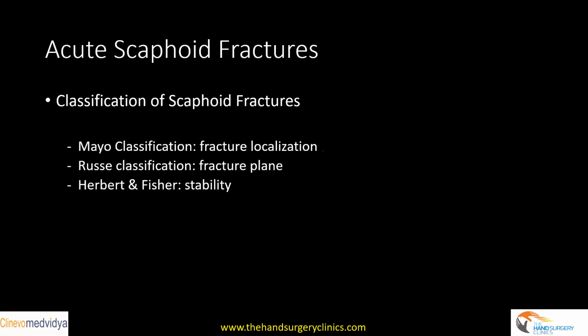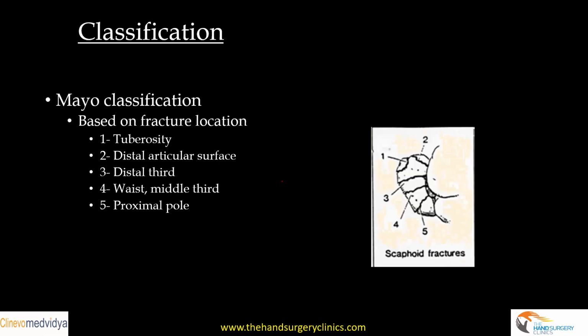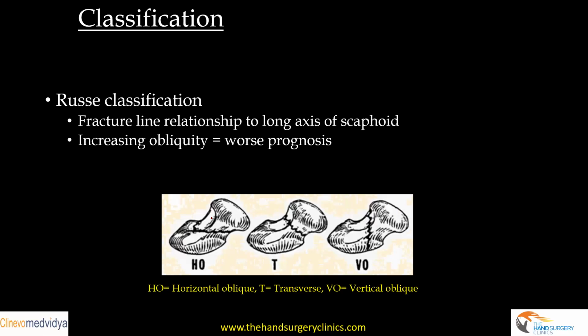You have the Mayo classification, which looks at the localization of the fracture, the Russe classification, which looks at the fracture plane, and the Herbert and Fisher classification, which takes into consideration the stability of the fracture. So the Mayo classification, based on fracture location, classifies scaphoid fractures as those of the tuberosity, those of the distal articular surface, the distal third of the scaphoid, the waist and the middle third, and the proximal pole. So this is the Mayo classification.